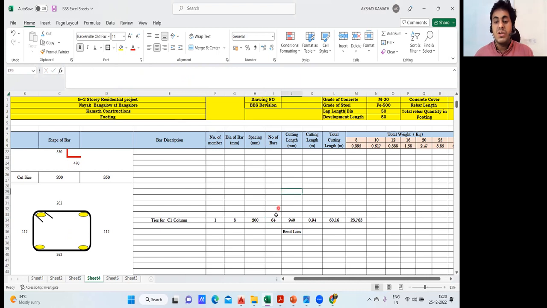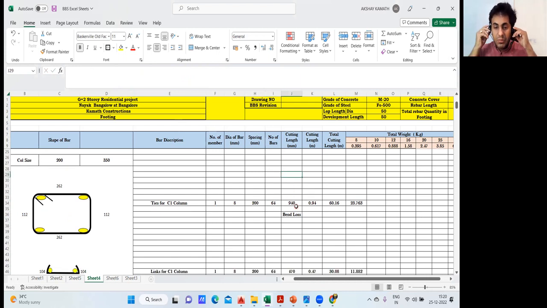Good. Now once I found this, next I'm supposed to find the cutting length. In cutting length, you need to add 262 plus 112 plus 262 plus 112. But how do you measure this ring, this hook? How do you find the hook of that? I'll teach you that hook in the next lecture. I'll stop my lecture here, otherwise it will be a very long lecture. So up to here, practice whatever I explained. In the next lecture, I'll teach you how to calculate this hook, and later we'll finish this particular thing.